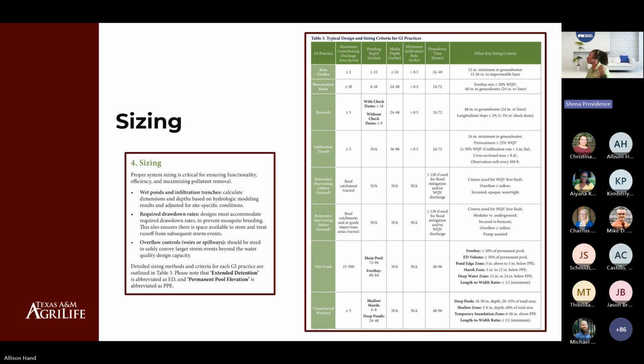And so you'll find the maximum contributing drainage area within this table, ponding depth, media depth, minimum infiltration rates, as well as drawdown times and other sizing criteria. And you can switch to the next slide here.